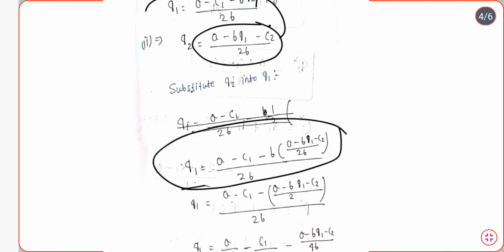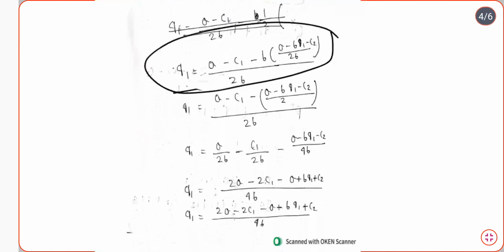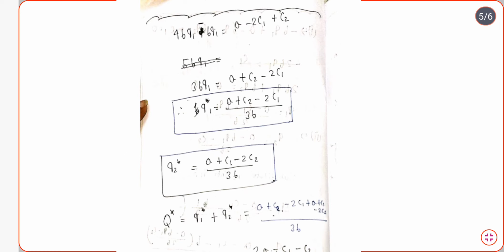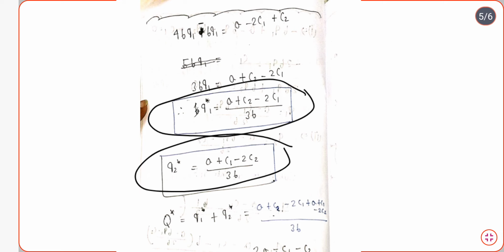Now I am not going to go through the calculation. This is a very simple calculation that we have completed here. After the calculation, the value of Q1 comes out as A plus C2 minus 2C1 by 3B. It is the optimum value of Q1, so we have placed a star with Q1, and this is the optimum value of Q2, that is A plus C1 minus 2C2 by 3B.